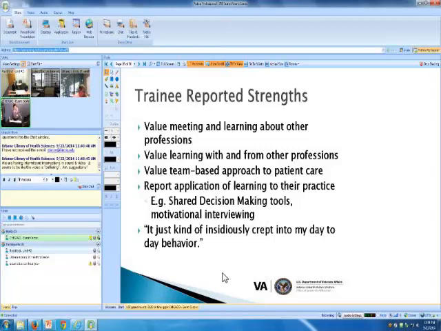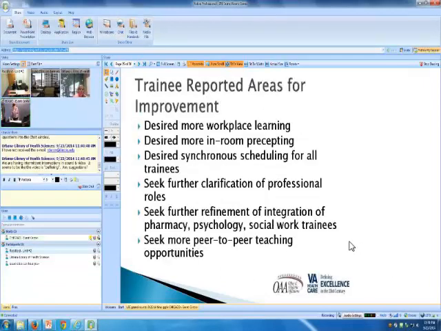And just kind of a fun quote from one of the trainees, and I don't know which profession this came from. This is an aggregate of all of the trainees, but that it just kind of insidiously crept into my day-to-day behavior. So they're learning these things and they don't know how or why, but it's like, oh, it showed up. All right, and the trainees report, oh, you know what, I'm going to stop there.